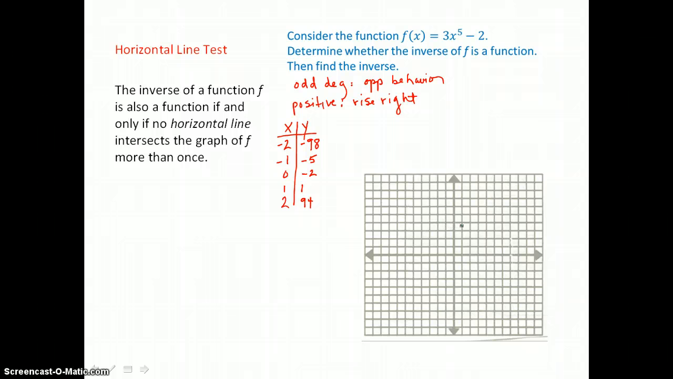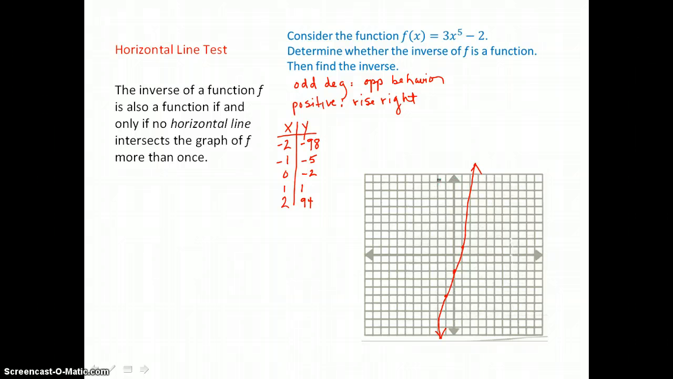So I'll graph what values I can. -2, -98 is off my graph, but I know that it's low, so this curve is falling to the left, rising from the left. I'll graph -1, -5, 0, -2, 1, 1, and then I know that 94 is off my graph, but it shows that the curve is rising to the right and it fell to the left, just like we expected it to do.